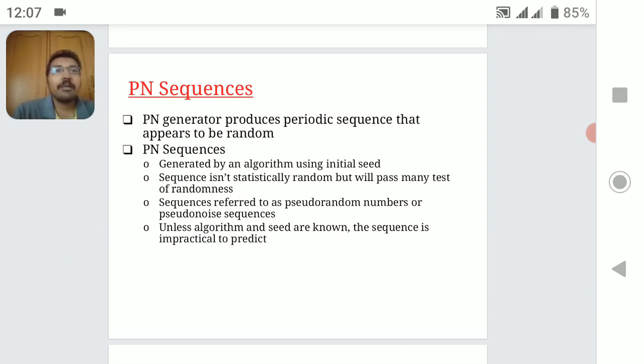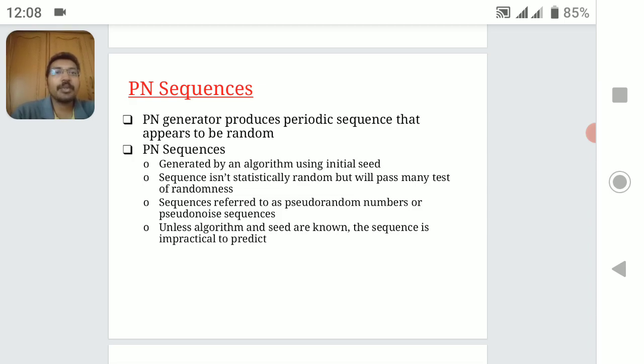Next, we are going to see how to generate the PN sequence. PN sequence generator produces periodic sequences that appear to be random. PN sequences are generated by an algorithm using an initial seed. In this, the sequence is not statistically random but will pass many tests of randomness. The tests we are going to see are balance property, run property, and autocorrelation property. In the next slides, we are going to see the properties of PN sequence.